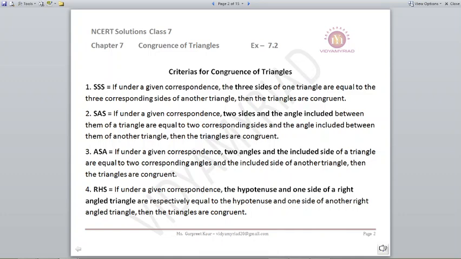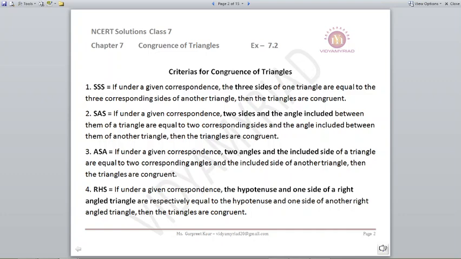Third one is ASA, that is angle side angle. That means there are two angles and the included side of one triangle equal to the two corresponding angles and the included side of another triangle, then the triangles are congruent.